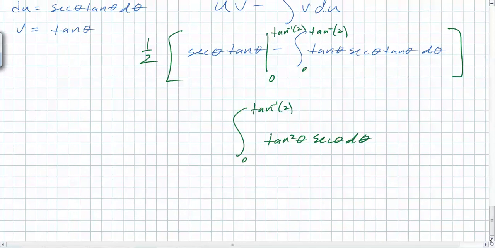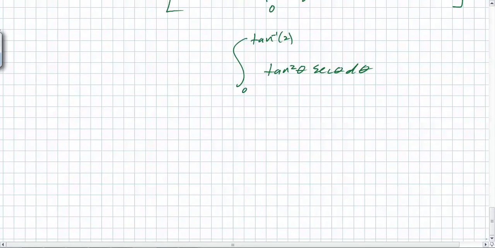And what's nice about this one? Oh, tan squared. Exactly. So what do you have here? 0 to tan inverse 2 of 1 plus, times what? So we think that's nice, but what's the problem? Well, no, the integral of secant theta is not the problem.